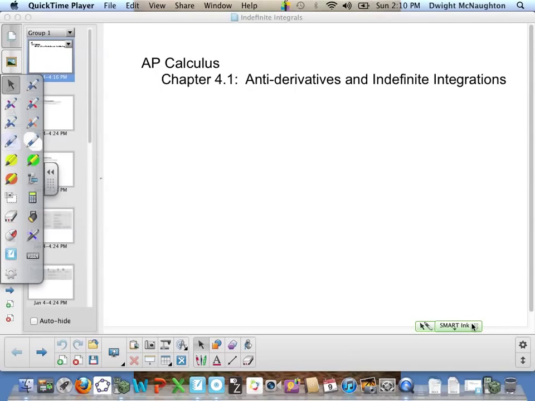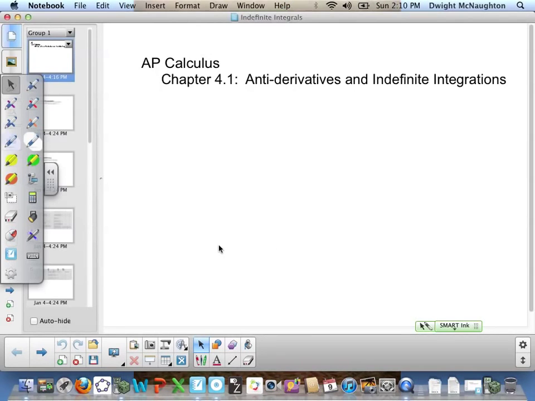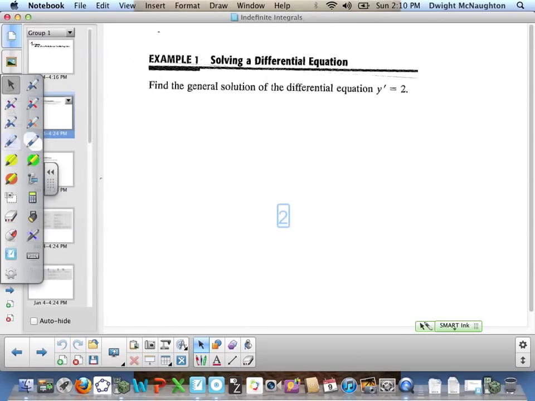Chapter 4.1, Antiderivatives and Indefinite Integrals. Find the general solution of the differential equation y prime equals 2. In other words, what function has a derivative of 2?